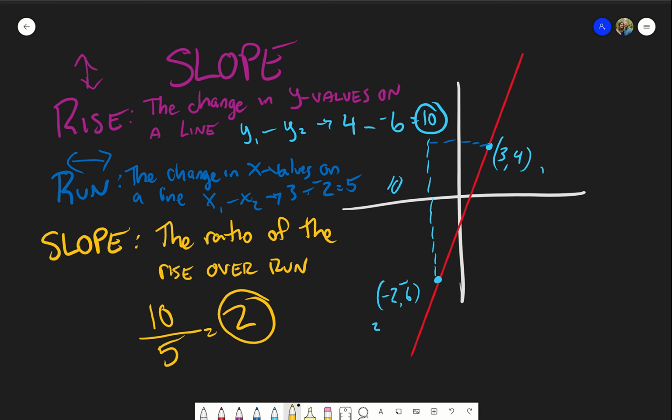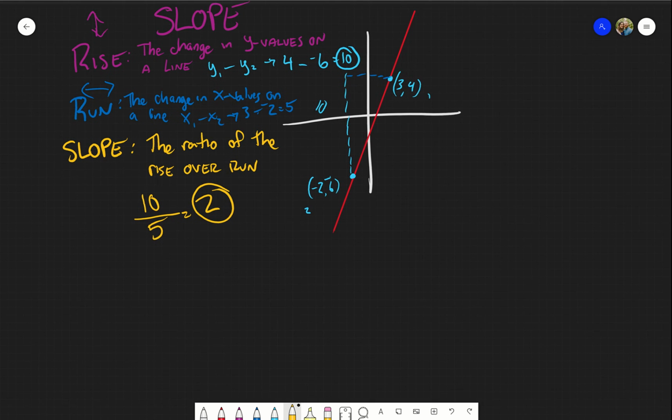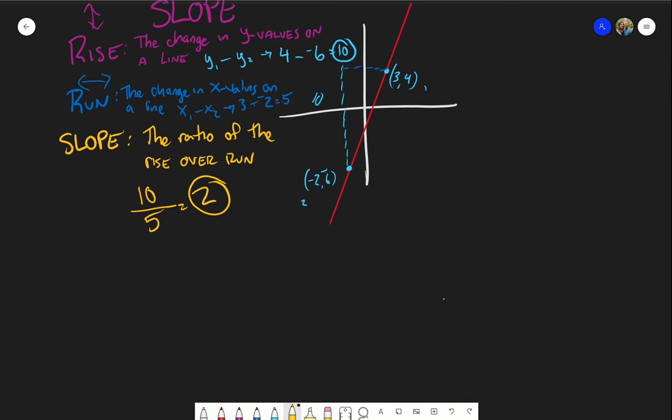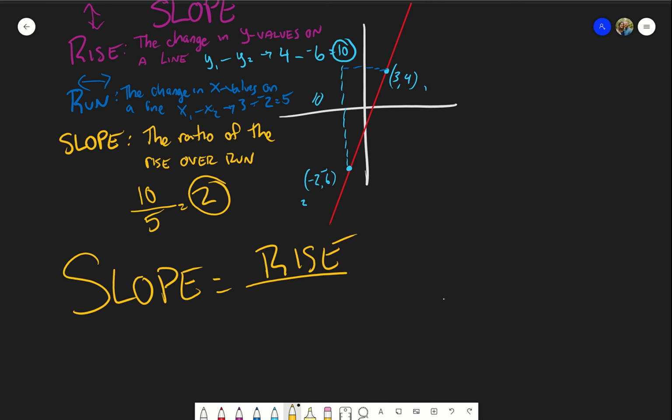Okay, so slope will always equal, and this is one of the things we should write down and just know this forever. Slope equals rise over run. Okay, slope equals rise over run.